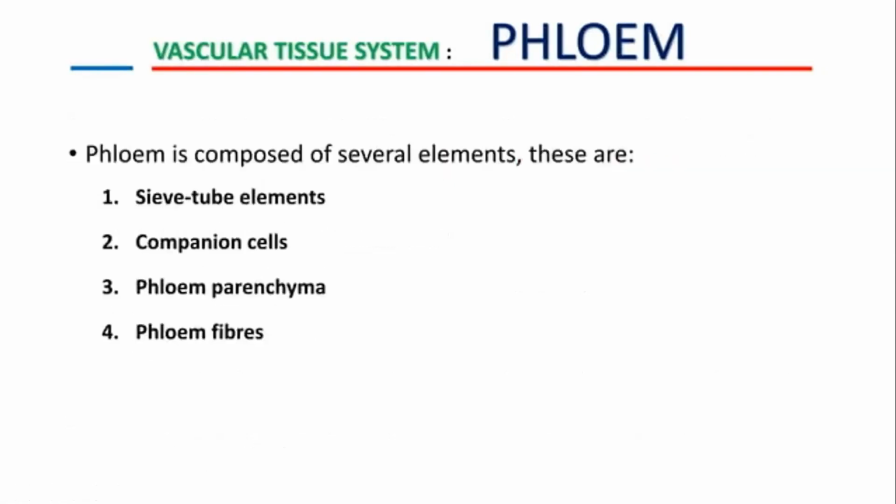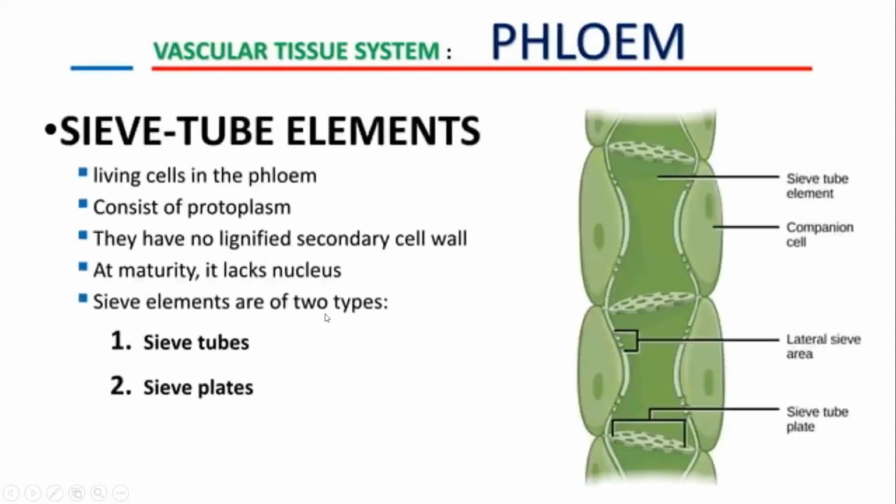The phloem is composed of several elements like sieve tube elements, companion cells, phloem parenchyma and phloem fibers. Of these, only phloem fibers are dead cells, and all others are living cells. The sieve tube elements are living cells in the phloem and consist of protoplasm. They have no lignified secondary cell walls, and at maturity they lack a nucleus.